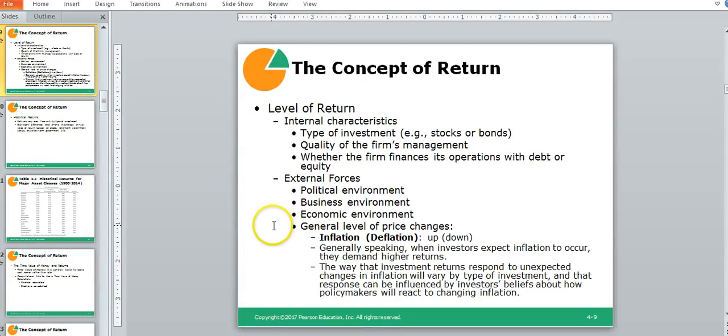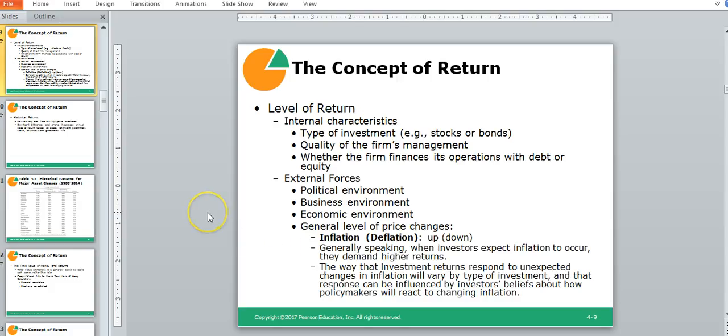The economic environment, what's just happening in our economy overall? Are we headed for another recession? Where are we in the economic cycle? Those types of external forces that affect our investments.